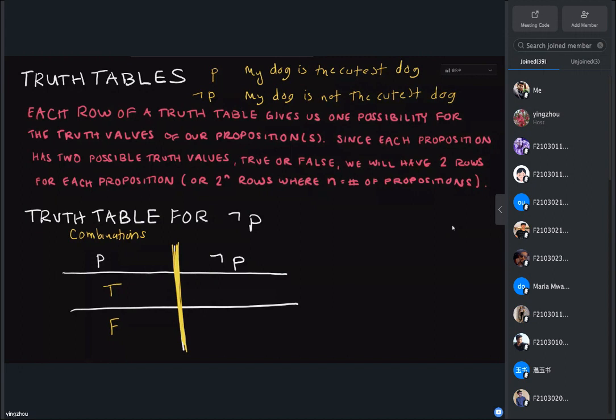So how does the truth table work? Well, again, on the left side we're going to give all of the combinations.